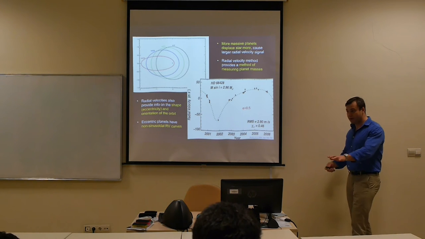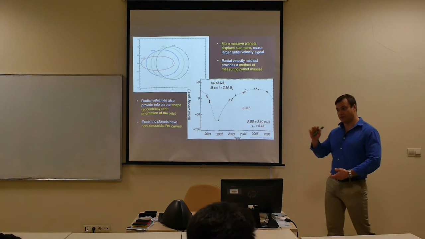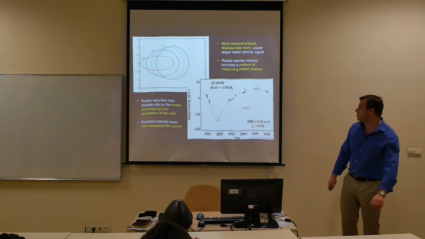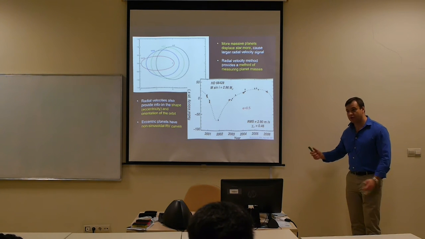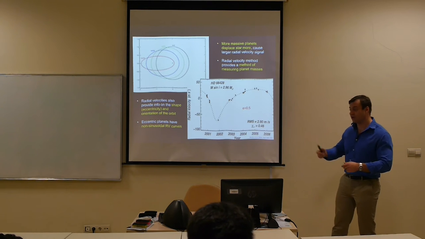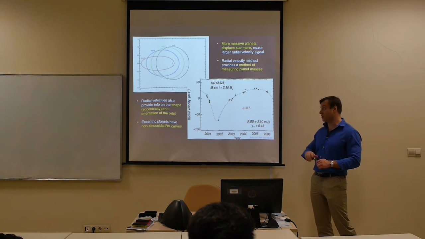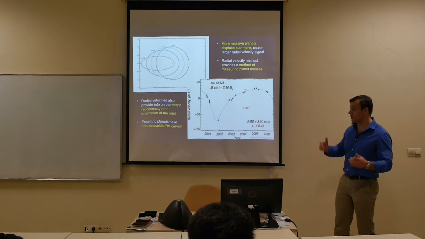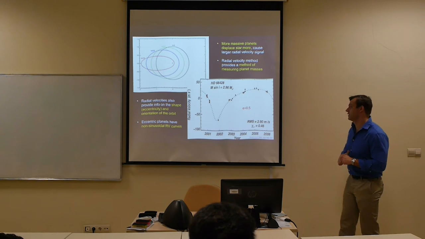But by measuring the strength of this perturbation, this amplitude of the radial velocity signal, we actually can figure out the mass of the planet, because the more massive a planet is, the more strongly it displaces a star. So there is a direct relation between the measured radial velocity signal and the mass of the planet. That allows us to weigh planets, effectively.